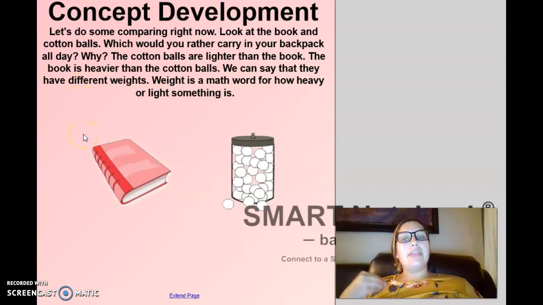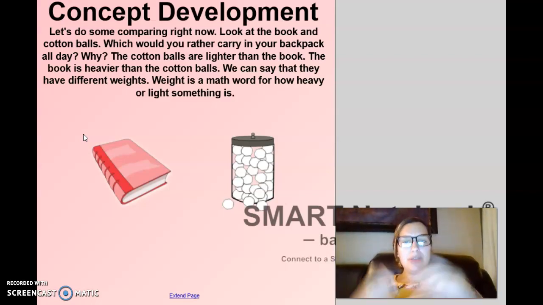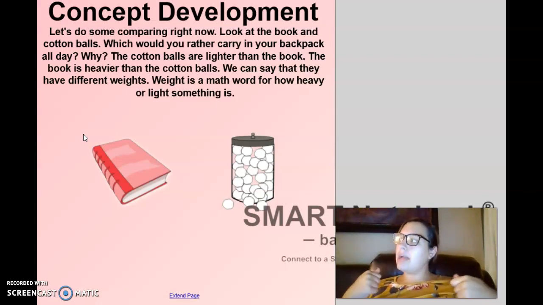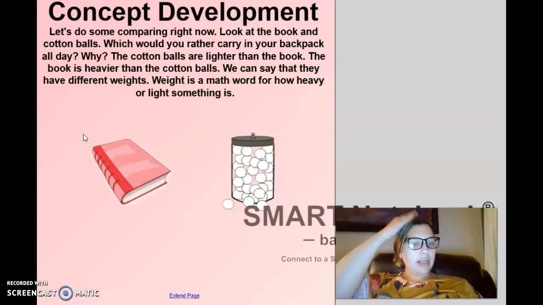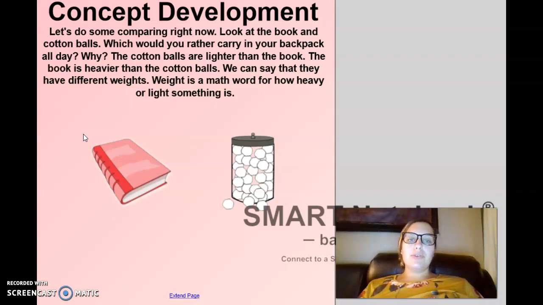I want you to look at the book or the cotton balls. Now you know cotton balls, right? Really fluffy. And I want you to think, what if you had to carry a backpack around all day, what would you rather carry in your backpack? Would you rather carry a book or cotton balls? If you chose the book, put your hand on your head. If you chose the cotton balls, put your hand on your nose.